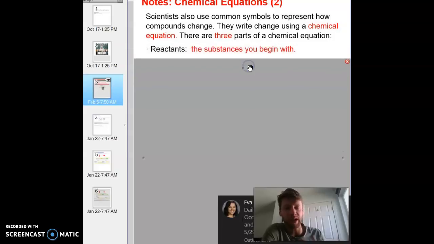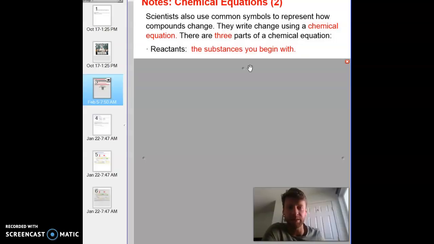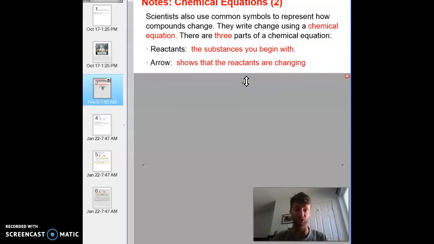So first, the reactants represent what we start with. Everything before the arrow is whatever beginning materials we had. In the video we watched last week, we had a beaker, we poured sugar into it, and then we poured in sulfuric acid. So reactants would be sugar and sulfuric acid. The arrow represents change. What we started with is now changing into something else.